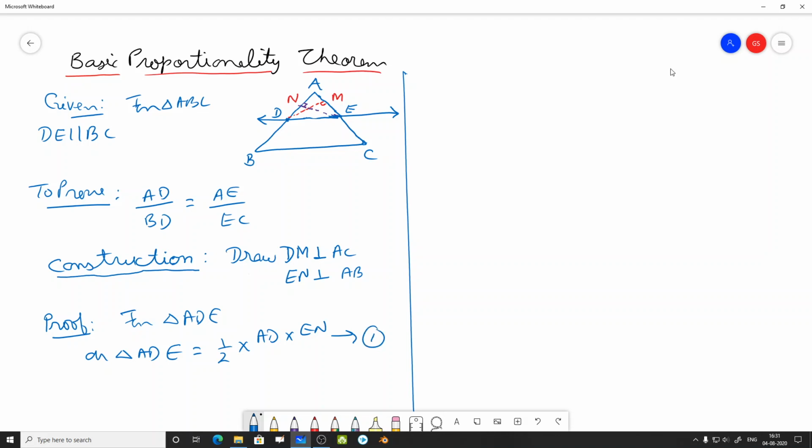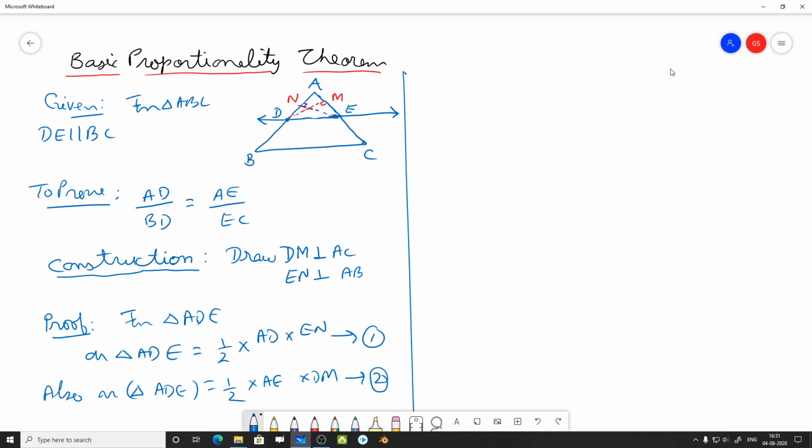Now also area of triangle ADE equal to, we can get the area of the triangle by taking the base as AE and height as DM also. So that is what we'll do, half into AE into DM. So this is equation number 2.